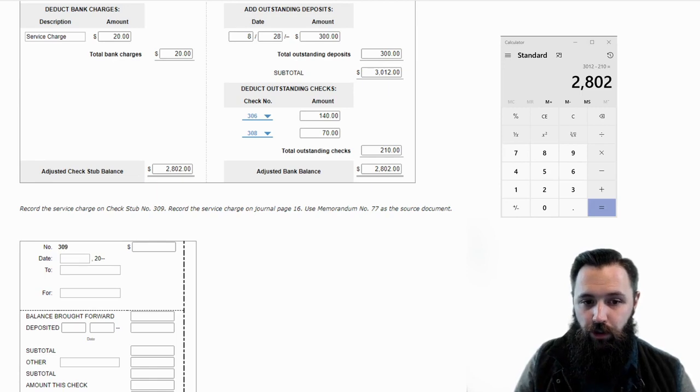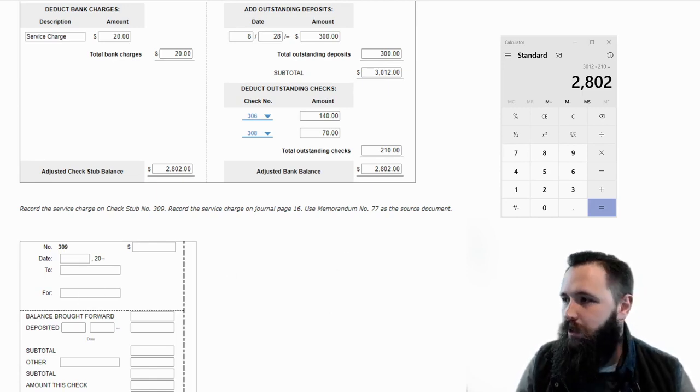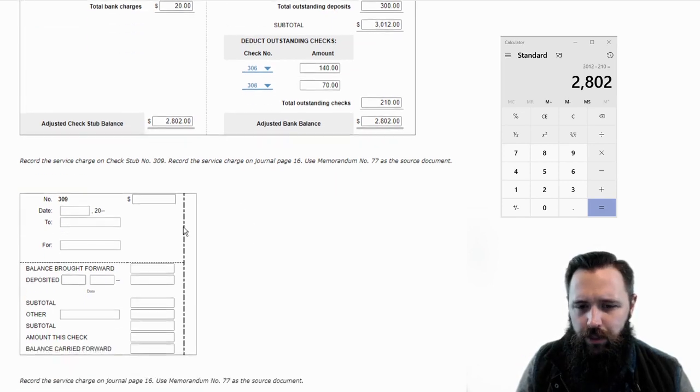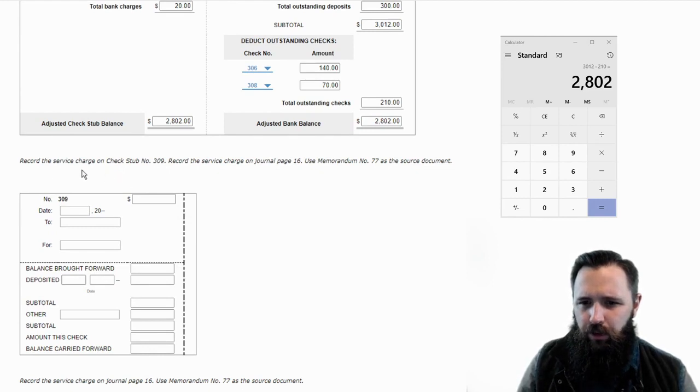Record the service charge on journal page 16. Use memo number 77 as the source document. So it's giving us a bunch more information that we're going to need here. Okay, and we're looking at this check stub. Let's just see here. Record the service charge on check stub number 309.